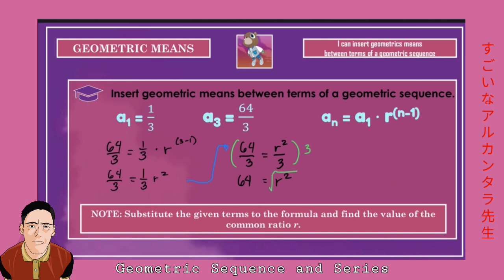So now we can get the square root because it's r squared. So the answer here is actually 8 as our ratio. So we have 1/3 as our first term, followed by 8 over 3. And if you multiply 8 to this, you're going to get 64 over 3. So that's why it's correct. So the answer here is 8 over 3 only as the geometric mean that we have inserted. That's how you do it.